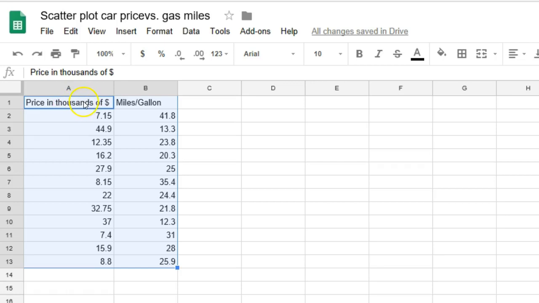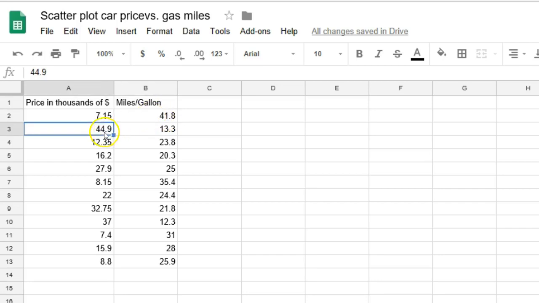Notice I put in here price of a car in thousands of dollars, and that's the explanatory variable, the price of the car. So this 7.15 represents $7,150. 41.8 is the miles per gallon. So if you spend $7,000, this particular car, when you spent $7,000 on it, it was running right at 41.8 miles to the gallon. This was a $45,000 car approximately. It only was getting 13.3 miles per gallon. So let's see what that relationship looks like when you graph them together.